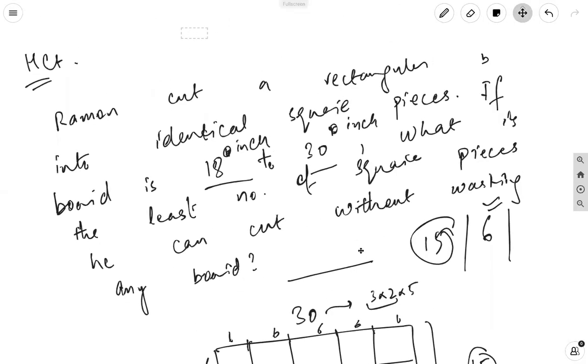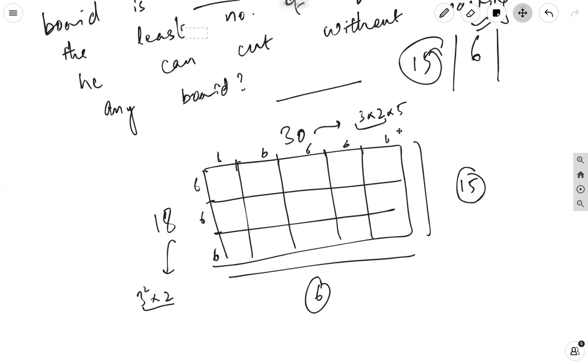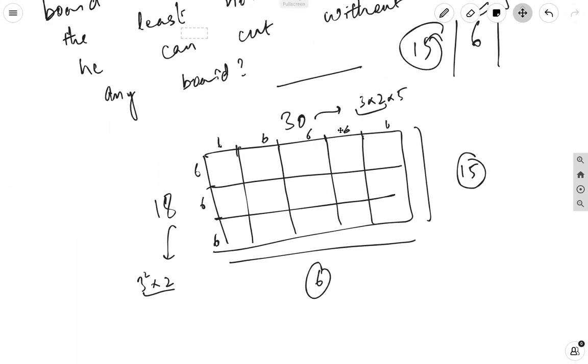The question was that Raman cut a rectangular board into identical square pieces. If the board is 18 inch by 30 inch, what is the least number of square pieces he can cut without wasting any board? So I was showing that the HCF of 18 and 30 is 6, so 3 into 5. In total, there are 15 identical squares that could be made out of the rectangular piece without any waste.